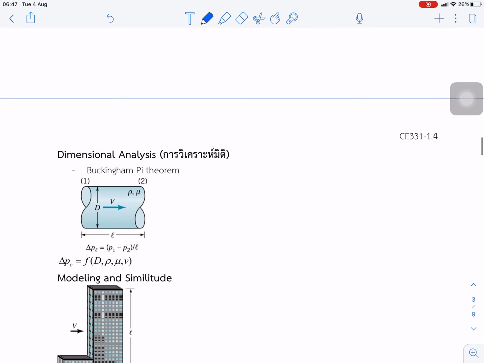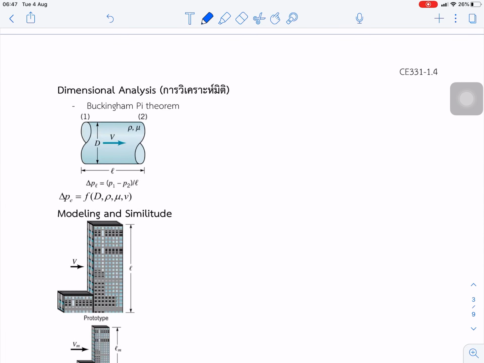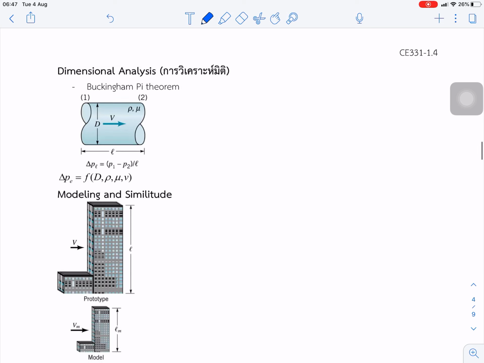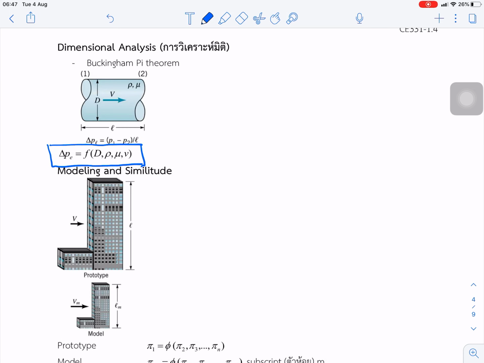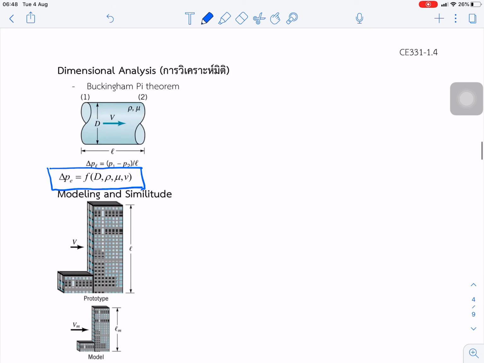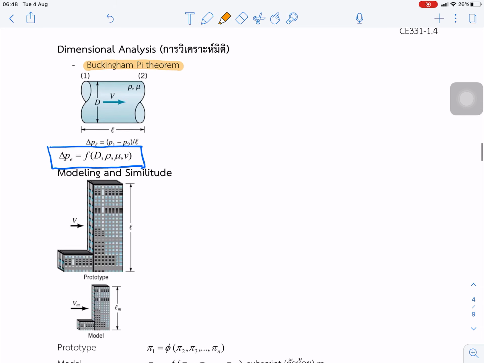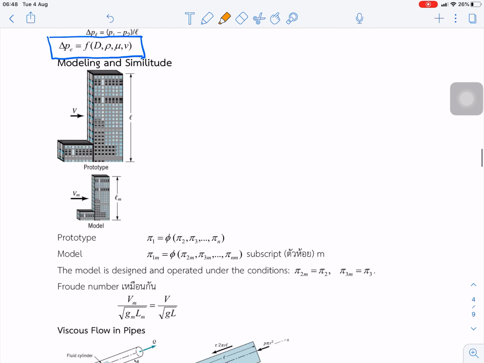And the next topic is we learn about dimensional analysis. In this case, for example, the change of pressure is a function of the diameter, density, and the viscosity. So we can develop the equation using the Buckingham pi theorem.